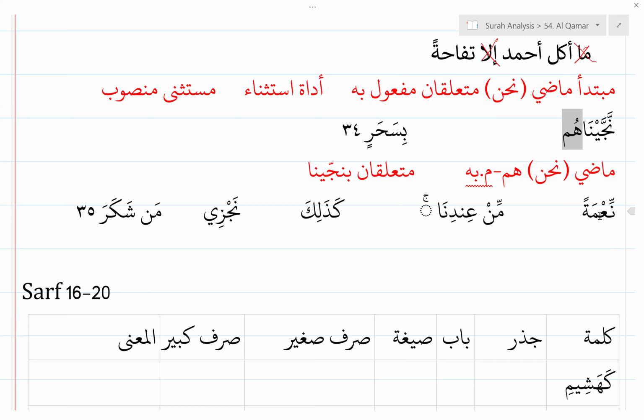What is it answering? Then you realize that the best possible question that it is answering is why, as a blessing. Najjaynahum bi sahar. We rescued them at dawn or at suhoor time. Ni'matan, as a blessing from us. That's the reason why we did it. So it's giving the reason. So this is actually maf'ul li ajlihi or maf'ul lahu. Okay, so it's either called maf'ul li ajlihi or maf'ul lahu.